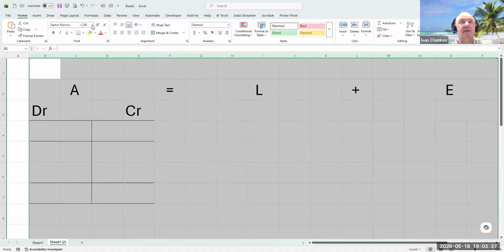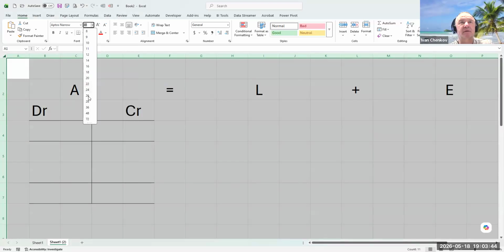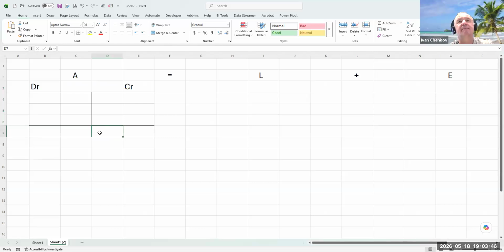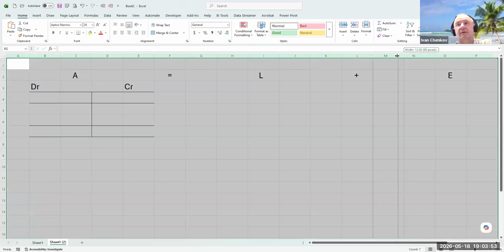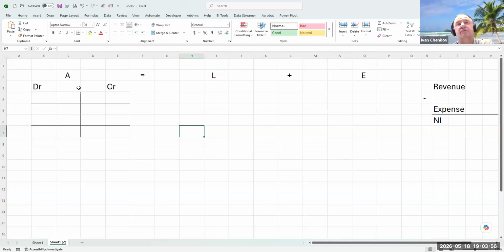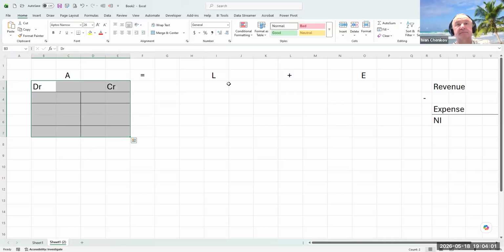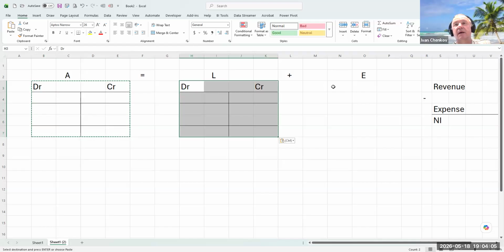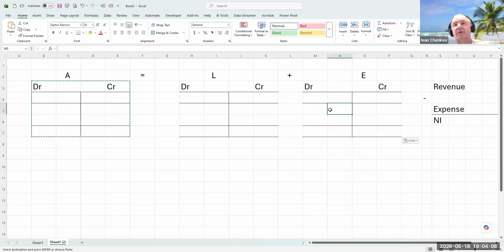And I'm going to drop everything down to not be that big, to be 26, like this. So everything is going to have its accounts. Assets are going to have accounts, liability is going to have accounts. Let's put it under the liability accounts. Equity is going to have accounts. All of those are going to have accounts.